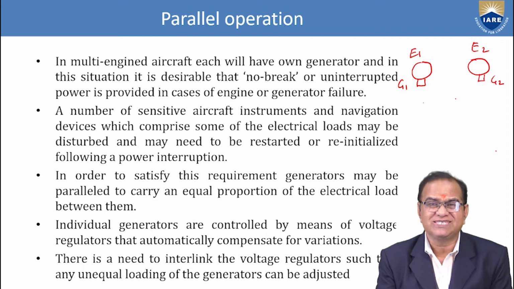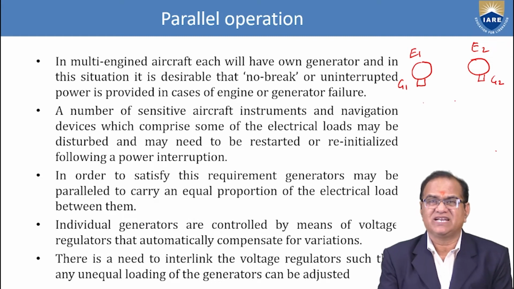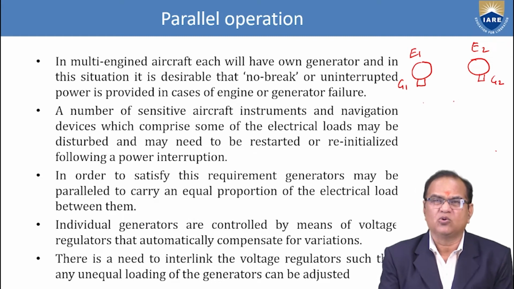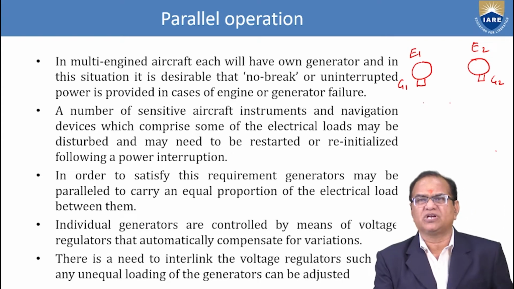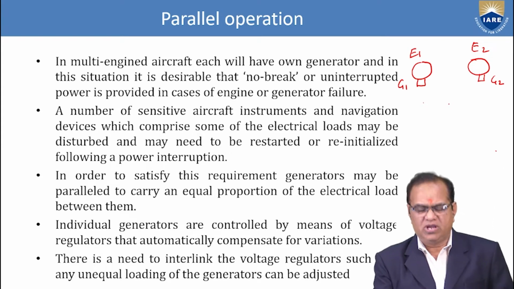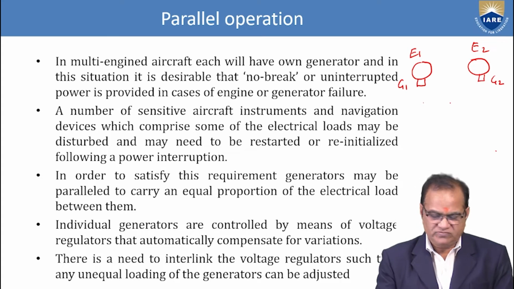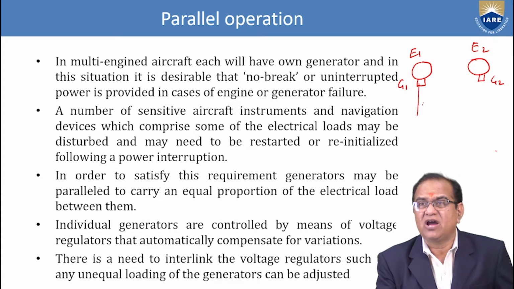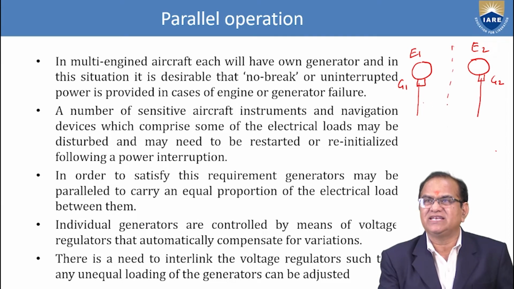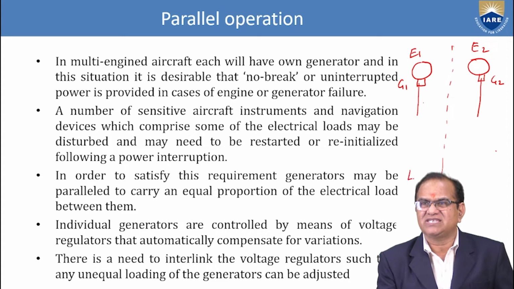So to satisfy this requirement, generators may be paralleled to carry an equal proportion of the electrical load between them. So these should be in parallel and they should carry the equal load. So it is divided like this. We can make this the left and this the right hand.